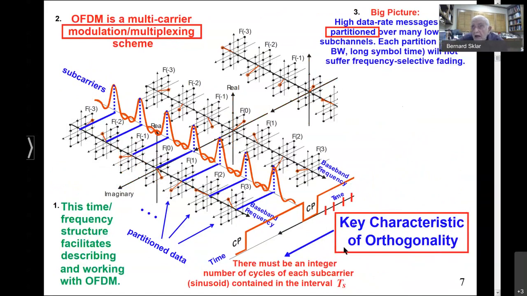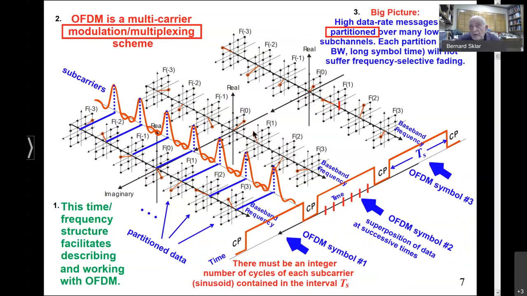A key characteristic of orthogonality is that there must be an integer number of cycles in each subcarrier sinusoid contained in this time interval T sub S, which is the data portion of the OFDM signal. When you're looking at a picture like this one, you immediately should register that you're looking at a time frequency grid, much like any multiple access system, where one has to basically raise his hand to ask for service and then someone responds and gives you an assignment. So here are potential assignments, basically.